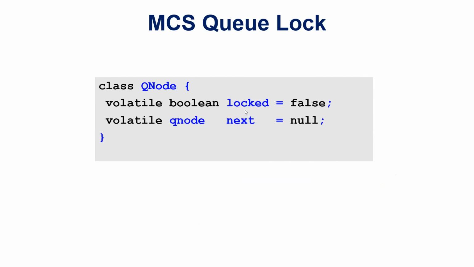And here we are declaring both the fields as volatile. The next field should be volatile because of the JVM memory model, and loops are not optimized by the JVM. For that purpose, we are declaring them volatile. Initially, we are declaring the locked field as false, and the next field will be null.